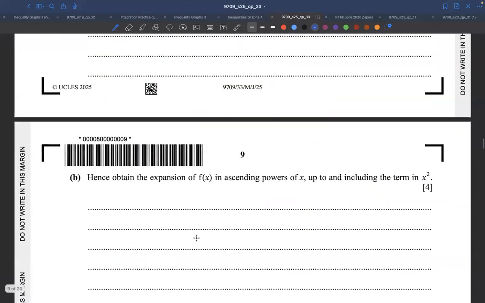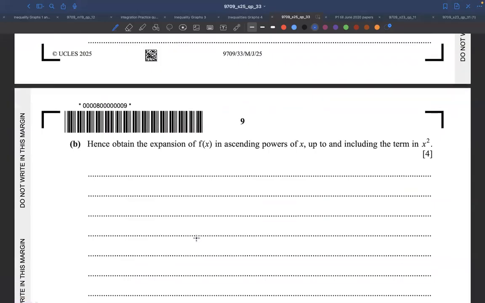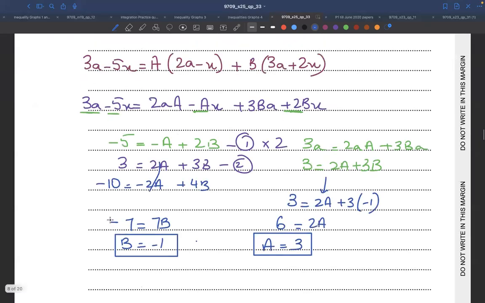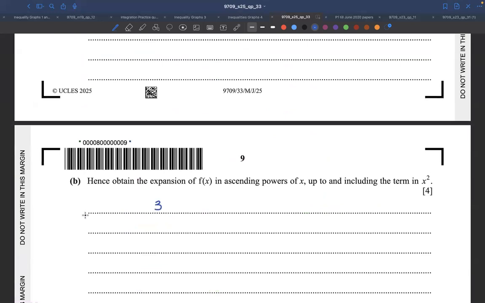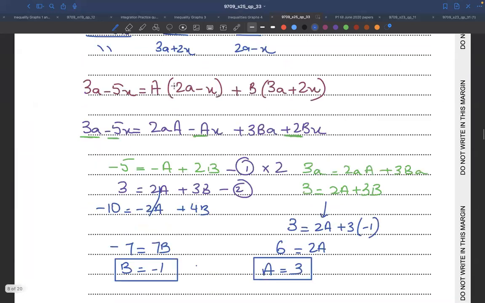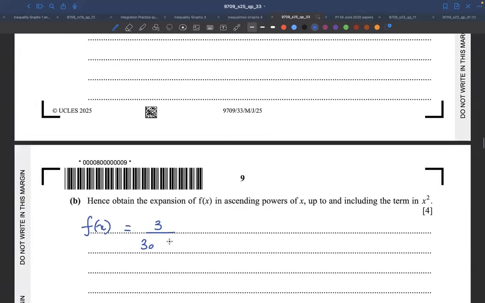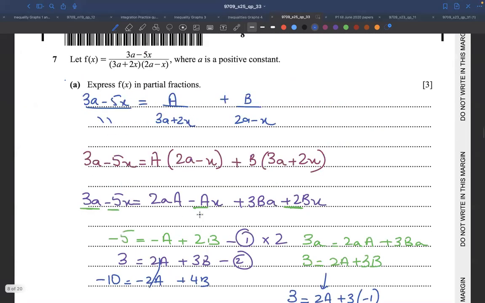Now in part B, it says, hence obtain the expansion of f of x in ascending powers of x up to and including the term in x squared. So we have a as 3 and b as minus 1. The function can be written as 3 upon 3a plus 2x, and b is minus 1, so minus 1 upon, and the denominator is 2a minus x.